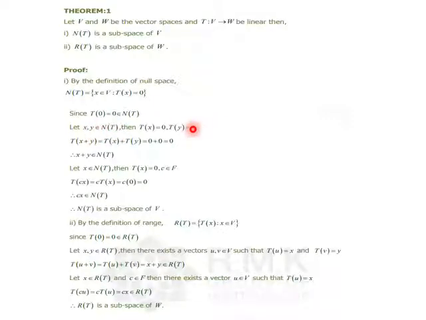Now let us find out what T of x plus y is. T is a linear transformation, so T(x + y) = Tx + Ty. But just now we got Tx as 0 and Ty as 0, so 0 plus 0 is again 0. When I apply T on x plus y and get the answer 0, it means x plus y is in the null space N(T). So x plus y belongs to N(T).